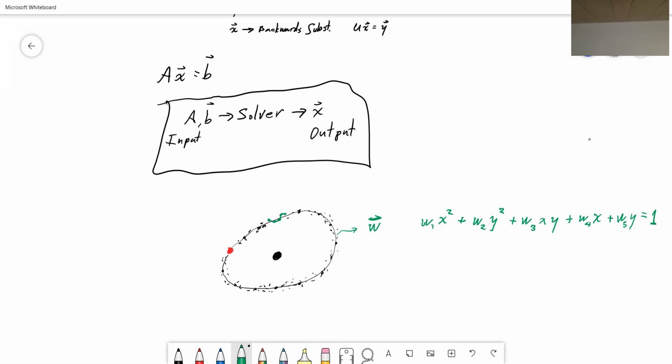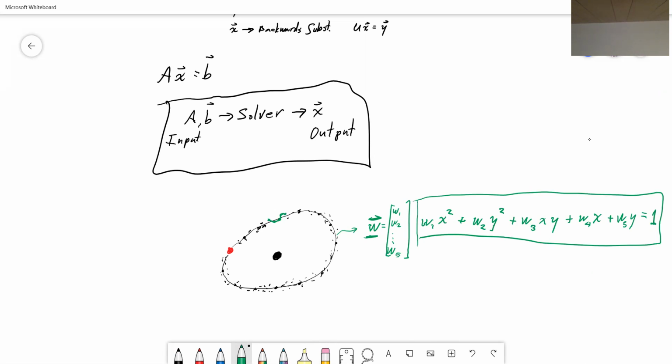This will be all equal to 1. So your vector W is actually the vector that contains all those coefficients, W1, W2, all the way to W5. Essentially, finding this W means finding the ellipse. This W describes an ellipse. And since we cannot go through all of the points, we know that not for all the points will we be able to have an equation where the w's times the variables will actually give us 1.